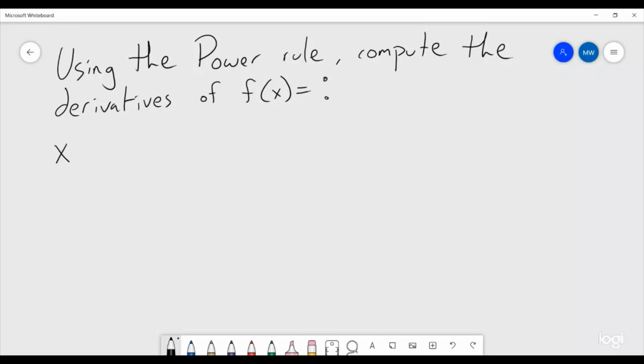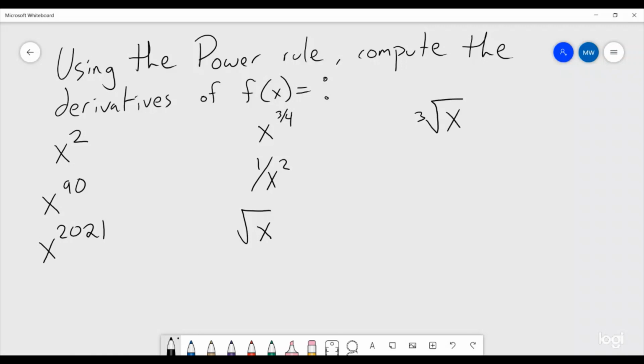So let's say we've got x squared, x to the 90, x to the 2021, x to the 3/4, 1 over x squared, the square root of x, the cube root of x, x to the 17 minus 1 over x, and then x squared plus 4x divided by x cubed. So, use the power rule to compute all 9 of these derivatives. Go ahead and pause the video if you need the time, and unpause it when you are ready.